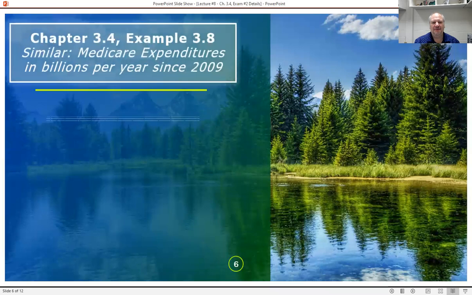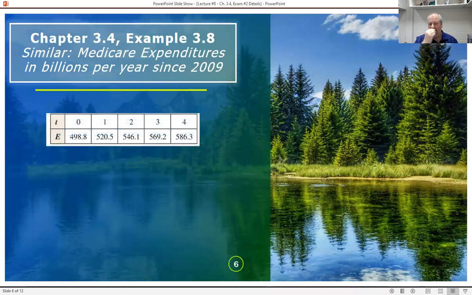We'll talk about an example that is similar to the example in chapter 3.4, example 3.8. This example, friends, is not in your textbook. It was in a previous edition of your textbook. However, when I first made these PowerPoints, I went and used that, and it still was a really great example, so I kept it in the lesson. You won't see this in chapter 3.4. You'll see it here in our PowerPoint only, unless you buy an old textbook.